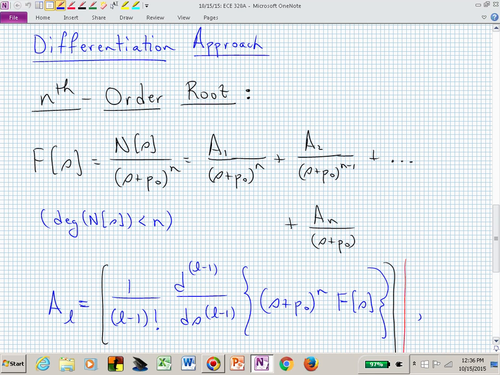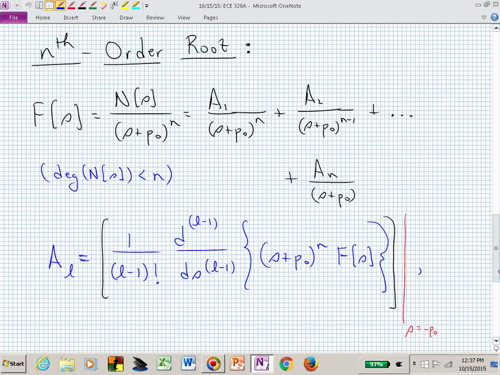If we order the partial fraction expansion coefficients, or the residues, consistently with how I've set this partial fraction expansion up, then each of these a sub l's you can find using the formula at the bottom of the page. And that red vertical line just says we are evaluating the result at that pole location, just like we've done in the past.